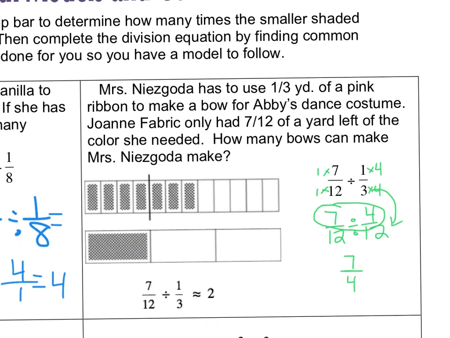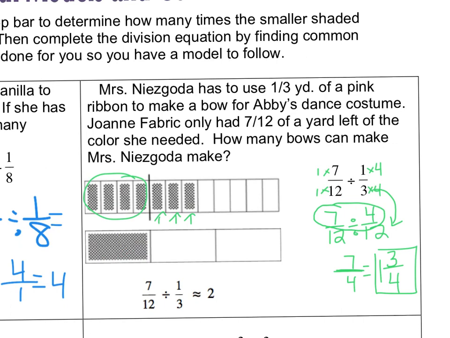I know this line means to divide. So 7 divided by 4 would give me 1 with 3/4 left over. And if you remember, we had 1 piece, 2 pieces, 3 pieces out of the 4 I would need to make that bow. So that's why this solution does make sense.